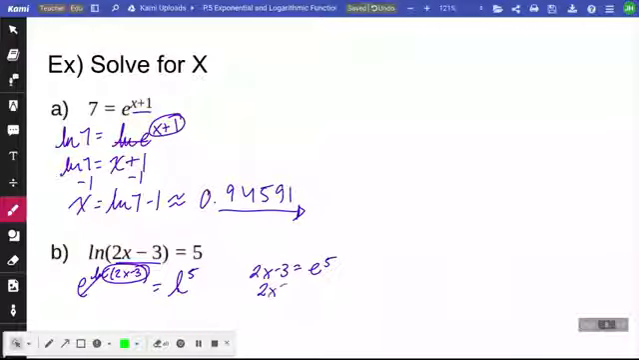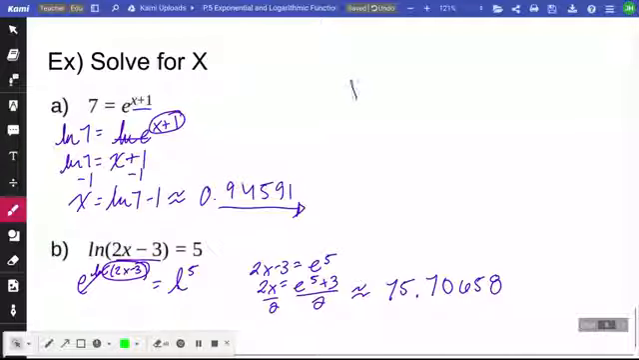I'll add 3 to both sides, and I'll divide by 2. And I'll type that in my calculator, because e is a number. It's about 2.7 something. And I will get approximately 75.70658.